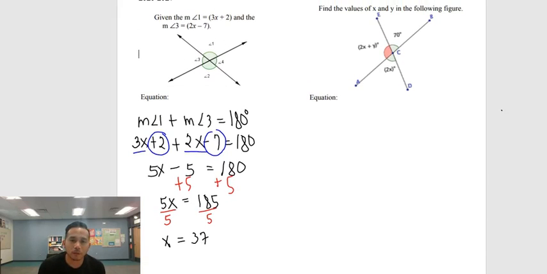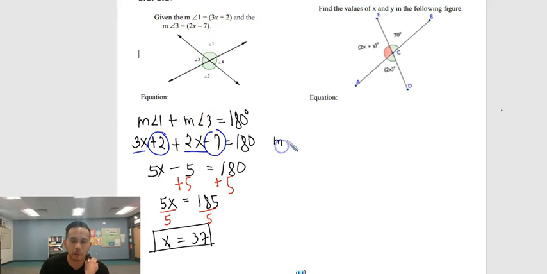Okay? So you would say, "Mister, is that my final answer? It's the value of x?" No. Our final answer is we're going to look for the measurement of every angle that we have there. So what I'm going to do is plug in this value of x into the given measurement of angle 1 and the given measurement of angle 3.